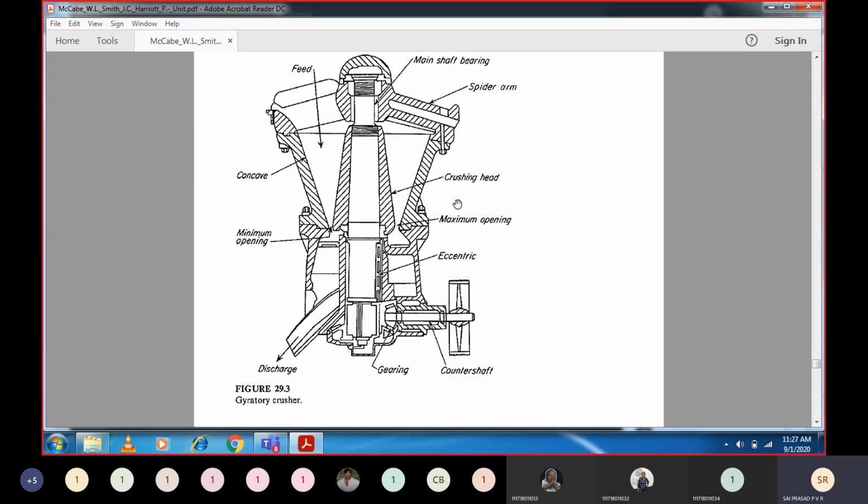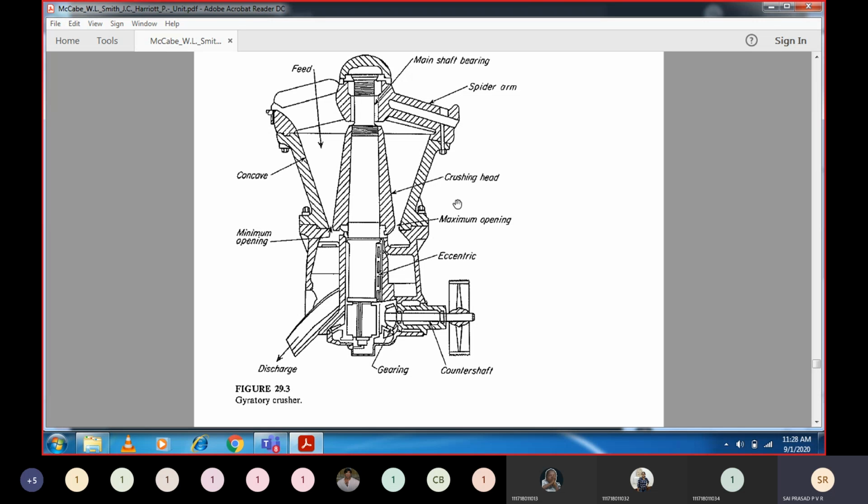Please try to understand it. The modification of the blade type of jaw crusher is the second one called the gyratory crusher, where one more additional feature which we have given to this machine is that the crushing head is free to rotate on the shaft. So this facilitates us not only nipping the particle. If the particle is not broken by compressive forces, it can be broken by the shear forces.